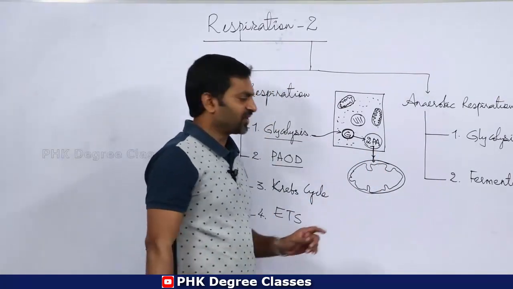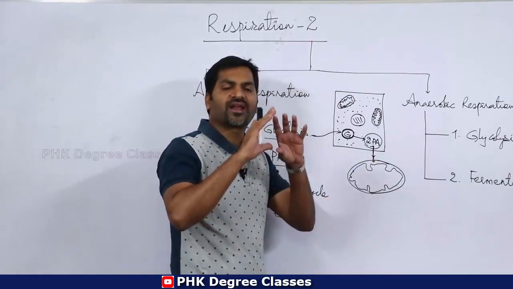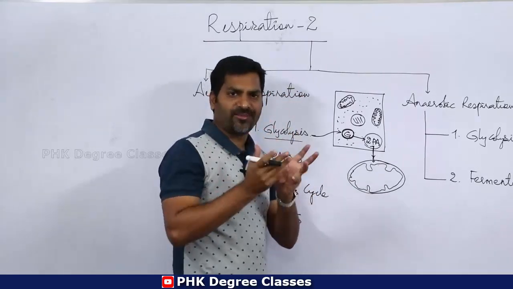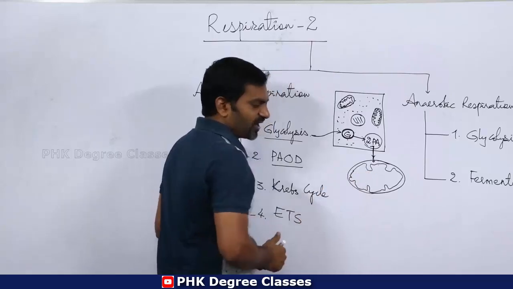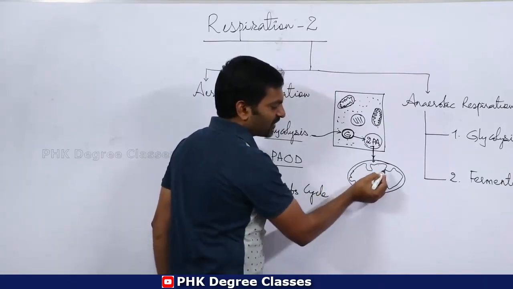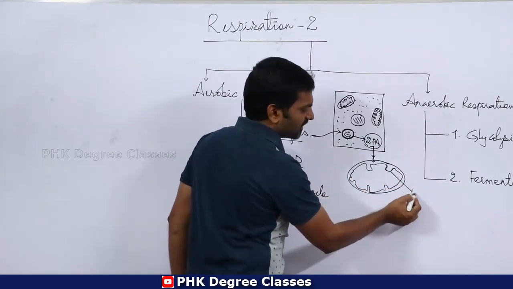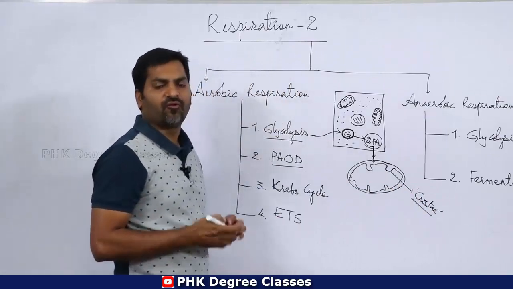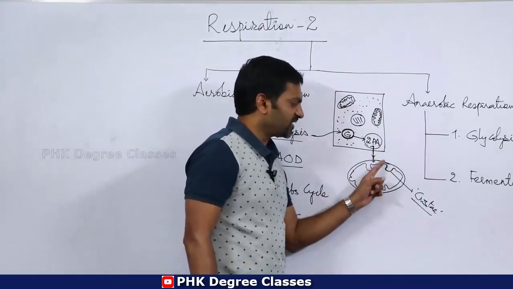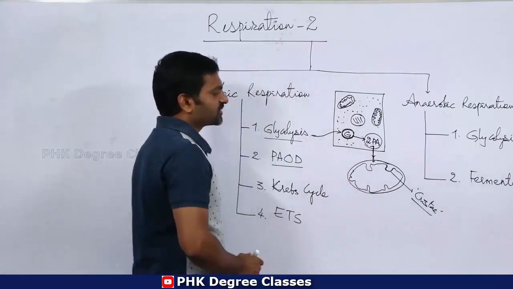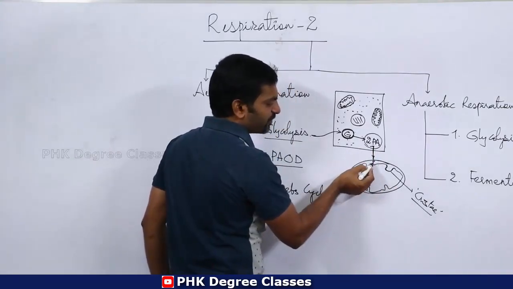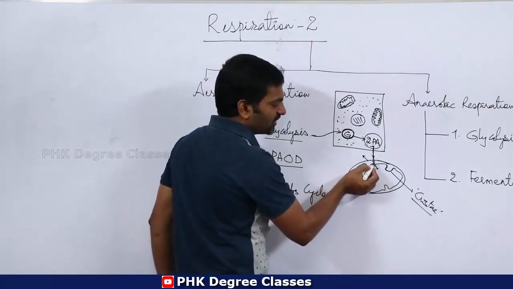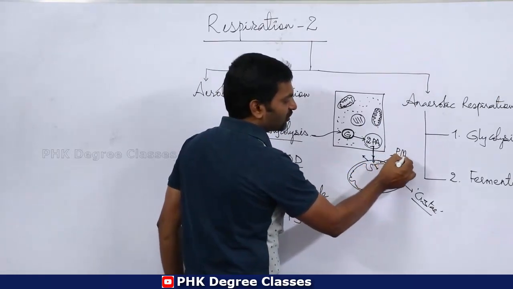What is the peri-mitochondrial space? There are 2 layers around the mitochondria, an outer layer and an inner layer. Infoldings are seen in the inner layer, and these foldings are generally termed cristae. The pyruvic acid enters into the space between the 2 layers, the outer layer and the inner layer. This space is called the peri-mitochondrial space.